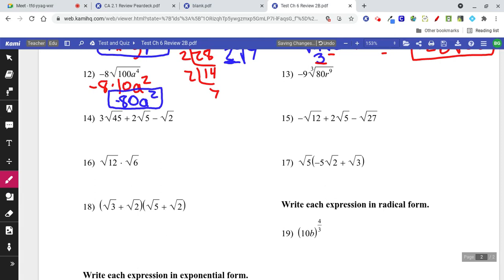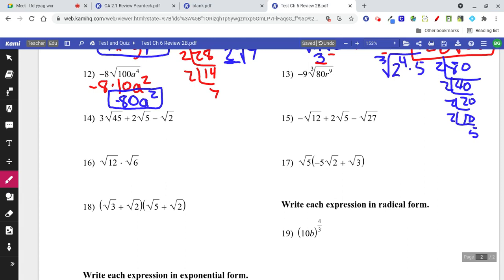Next one, cube root of 80. I can't do that one, so cube root of 80. Divide by 2, you get 40. Divide by 2, you get 20. Divide by 2, you get 10. Divide by 2, you get 5. So I see 2 to the 4th times 5, and I want to do a cube root of that.